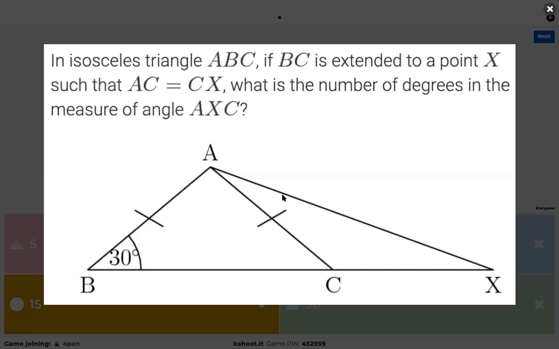Right, this one was not bad. Just some angle tracing with the equilateral triangles.